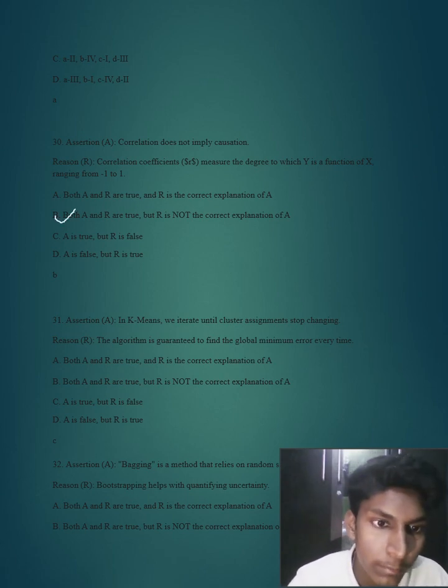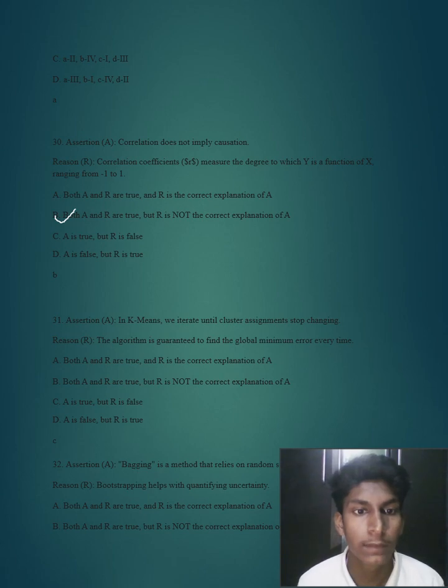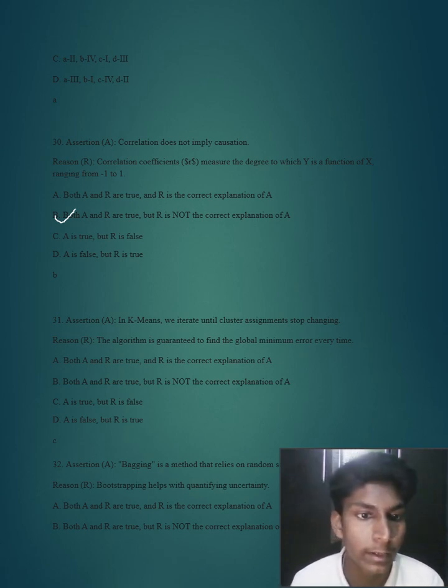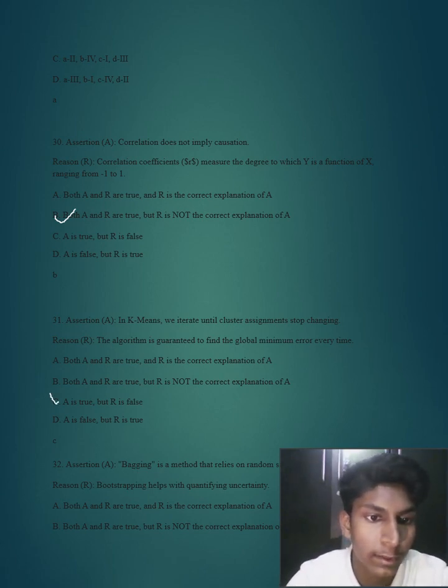Next, we have question number 31. The assertion is given as in K-means we iterate until cluster assignments stop changing. And the reason is the algorithm is guaranteed to find the global minimum error every time. So here the assertion is true, but the reason is false. So C is the correct option.